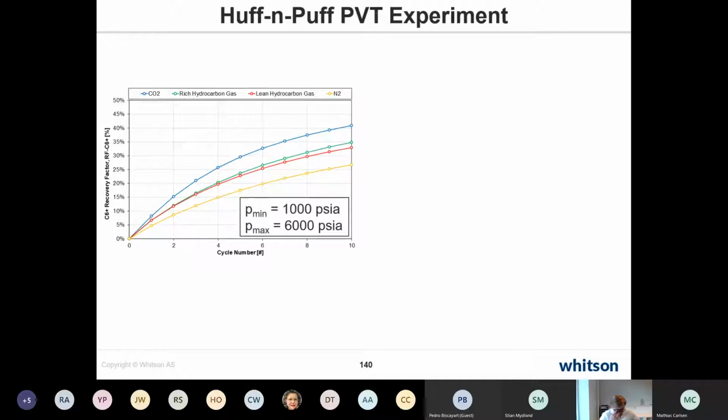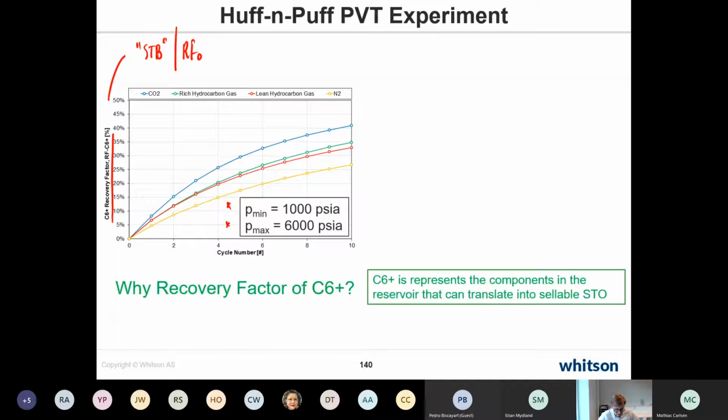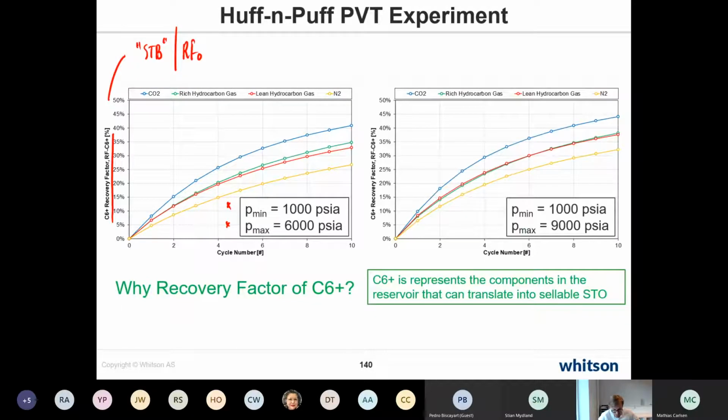As I mentioned earlier, what we can do is to use that to analyze different injection gas compositions, for instance, for the same reservoir fluid. Here we see just cycle number, and here we see recovery factor of C6 plus components, but just think about C6 plus as stock tank barrels. So this is just a recovery factor of oil essentially here. And this is the minimum pressure and the maximum pressure. And the reason why we use recovery factor of C6 plus is that C6 plus represents the components in the reservoir that can translate into sellable stock tank oil.